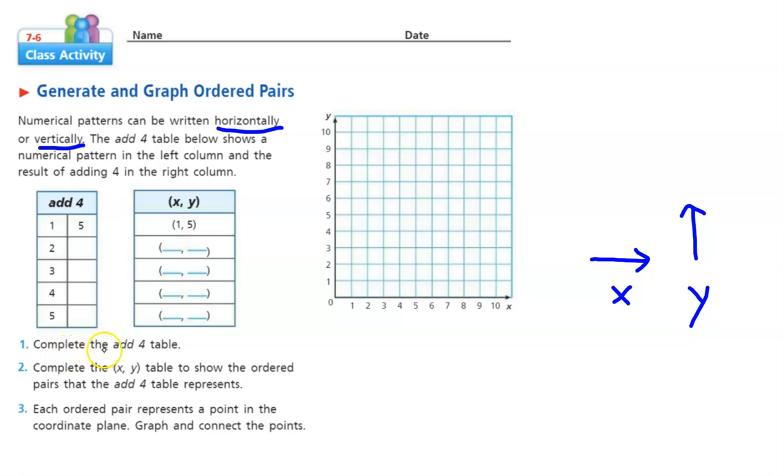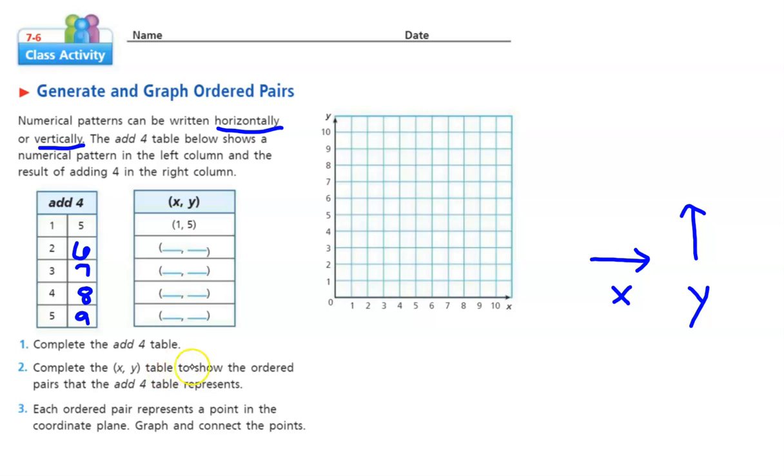So the first thing it wants us to do is to complete this add 4 table, and that should be very easy. So 1 plus 4 would be 5. So then 2 plus 4 would be 6. 3 plus 4 would be 7. 4 plus 4 would be 8, and then 5 plus 4 would make for 9. So our table is now done. So let's look at directions number 2.